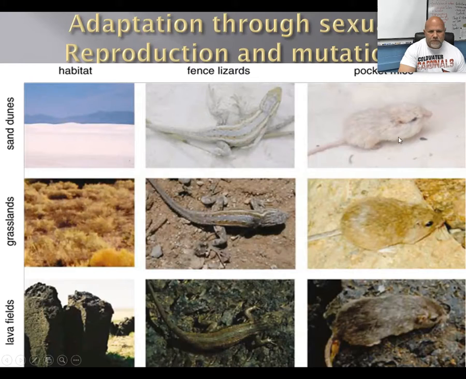The fence lizards and the pocket mice that live in the sand dunes, which are real white colored sand dunes, are very light in coloration. The ones that live in the grasslands tend to match the grassland colors pretty well. And the ones that live on the lava fields also are dark in coloration to help them be more camouflaged on the lava fields. So camouflage is something that is hugely successful in allowing an organism to survive better.